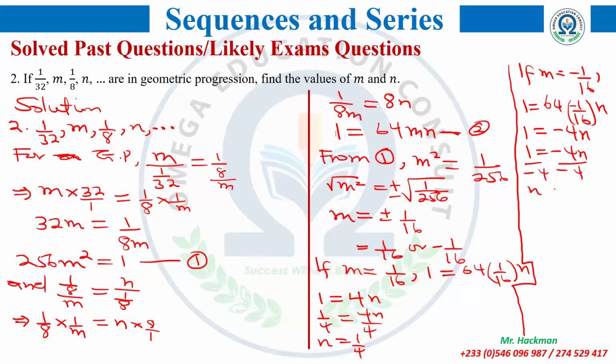So n will be equal to, again, 1/4. Am I, sorry, minus 1/4 here. Am I right? Yes, please. Okay, so we are going to draw our conclusion. And remember, this one is going to be therefore, m is equal to, what is the first m value? 1/6.